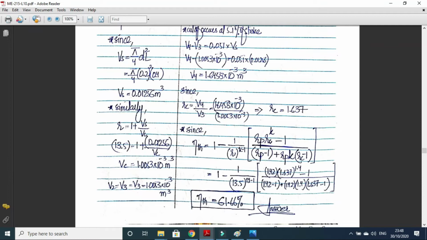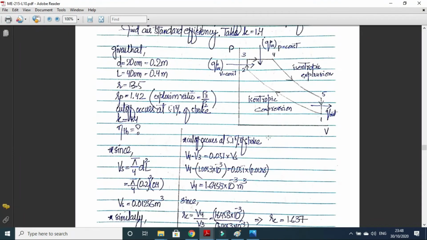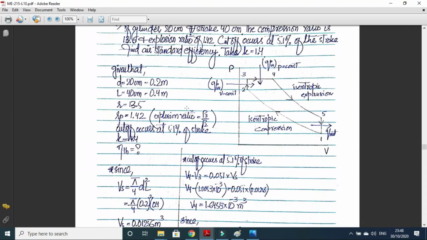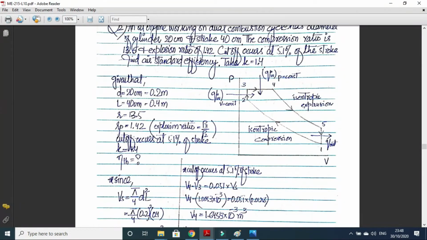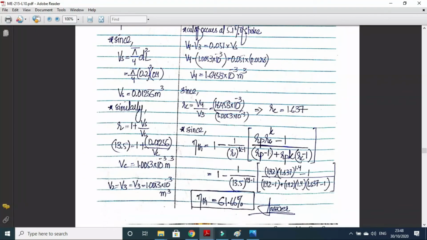We know the cutoff ratio, we know the compression ratio, we know the pressure ratio as well. The pressure ratio is 1.42. Okay, so the explosion ratio is actually the pressure ratio, not the expansion ratio. So we can put the values in and we can get the efficiency.